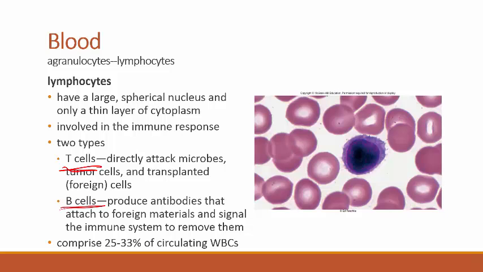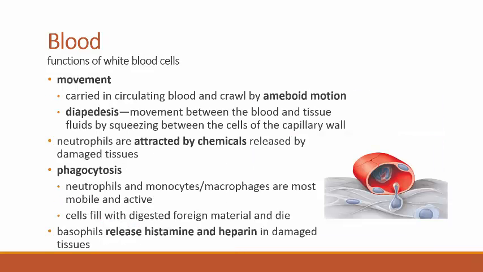So lymphocytes are the other high percentage white blood cell that are found out there. If somewhere between 50 and 60% of the white blood cells are neutrophils, somewhere between 25 and 33% of the circulating white blood cells are lymphocytes. So everybody else is small potatoes percentage-wise in the blood.